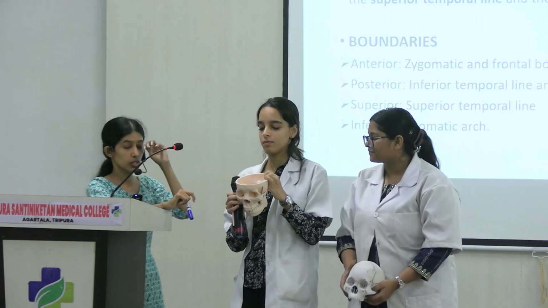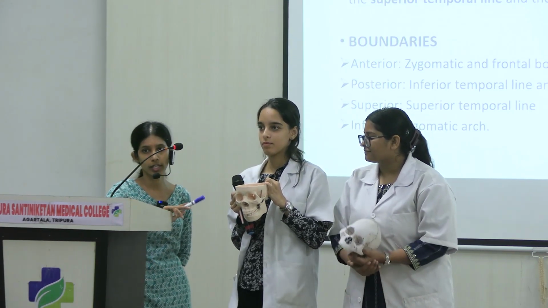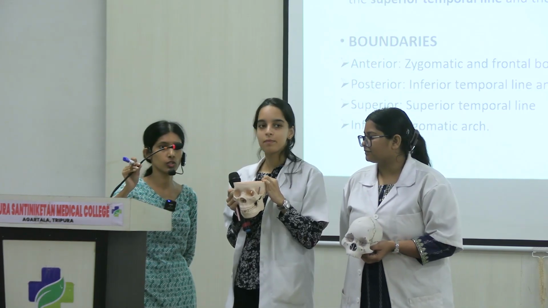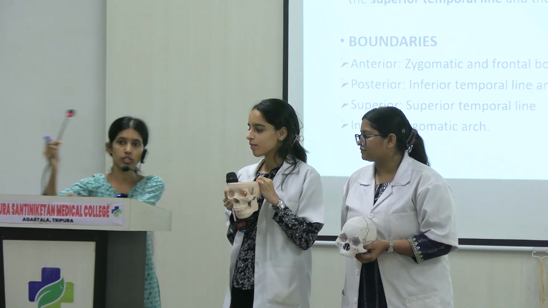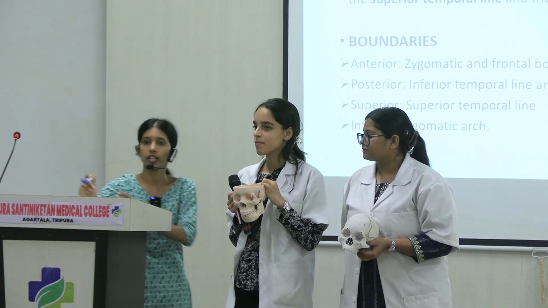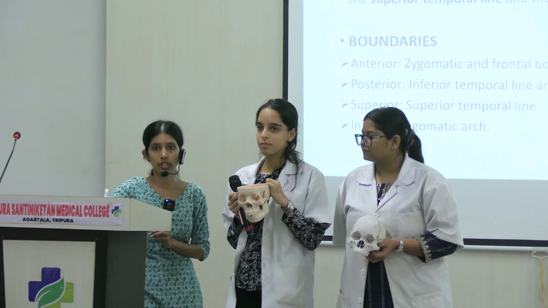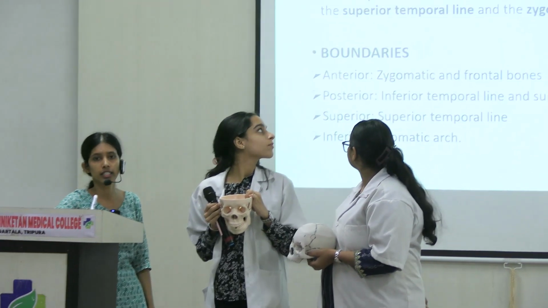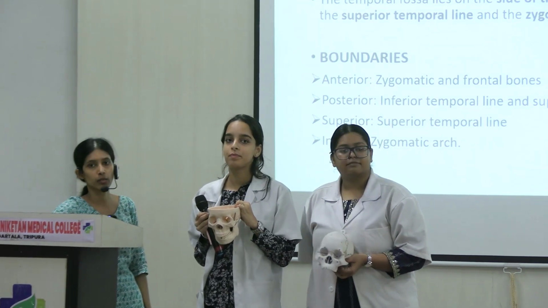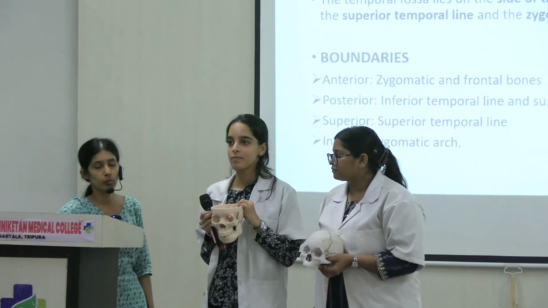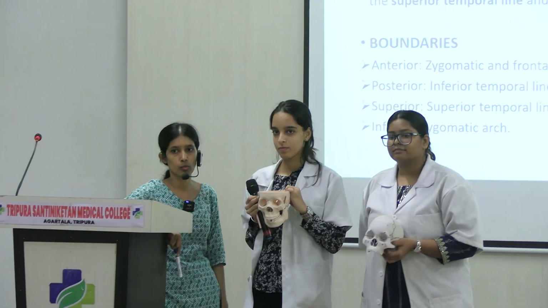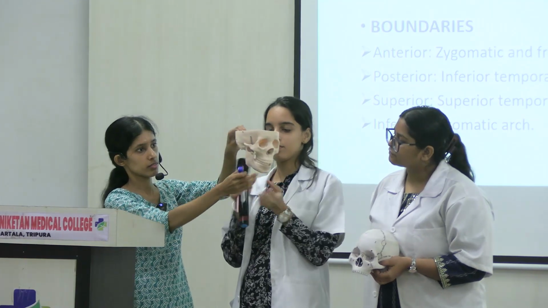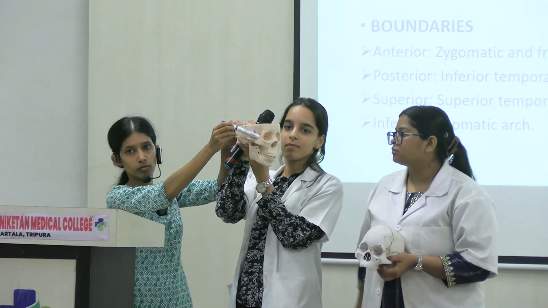Okay. So here you all can identify the zygomatic arch. The fossa that is present above your zygomatic arch is called temporal fossa, and the fossa that is present below the zygomatic arch is called infratemporal fossa. The boundaries are given there. Your temporal fossa is anteriorly bounded by the zygomatic bone and also by the frontal bone. So can you identify the zygomatic and frontal bone here? Hold it like this. So this is the frontal.